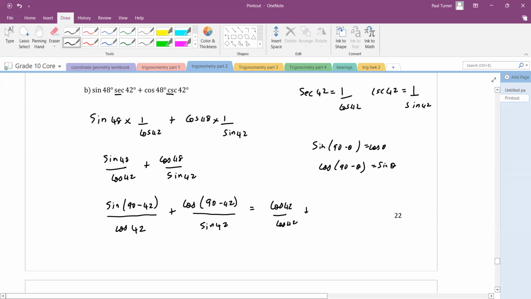Cos 90 minus 42 is the same as sine 42. Just checking then. Okay, sine 42. So cos 42 on cos 42 is 1. Sine 42 on sine 42 is also 1. So again, you'll get 2 as your final answer.